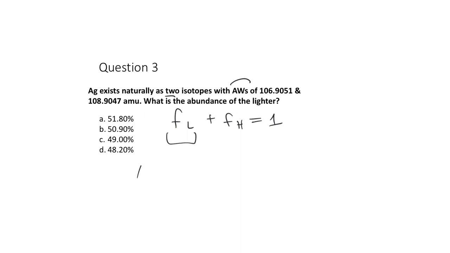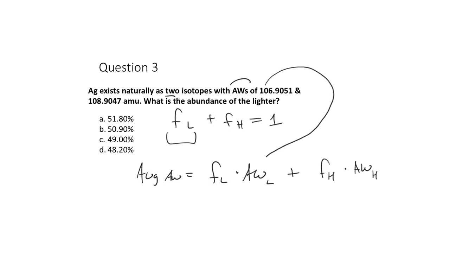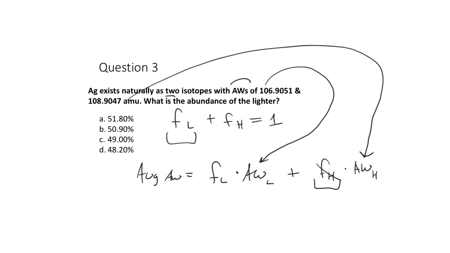And so then we can write that the average atomic weight for the element silver is equal to the fraction of the lighter isotope times the atomic weight of the lighter isotope, plus the fraction of the heavier isotope times the atomic weight of the heavier isotope. We have the atomic weights of both isotopes given in the problem, and the way we would mathematically solve this is to rewrite the fraction of the heavier isotope as 1 minus the fraction of the lighter isotope. Just doing some algebra here, substituting in for the fraction of the heavier isotope, so we can solve for the fraction of the lighter isotope.